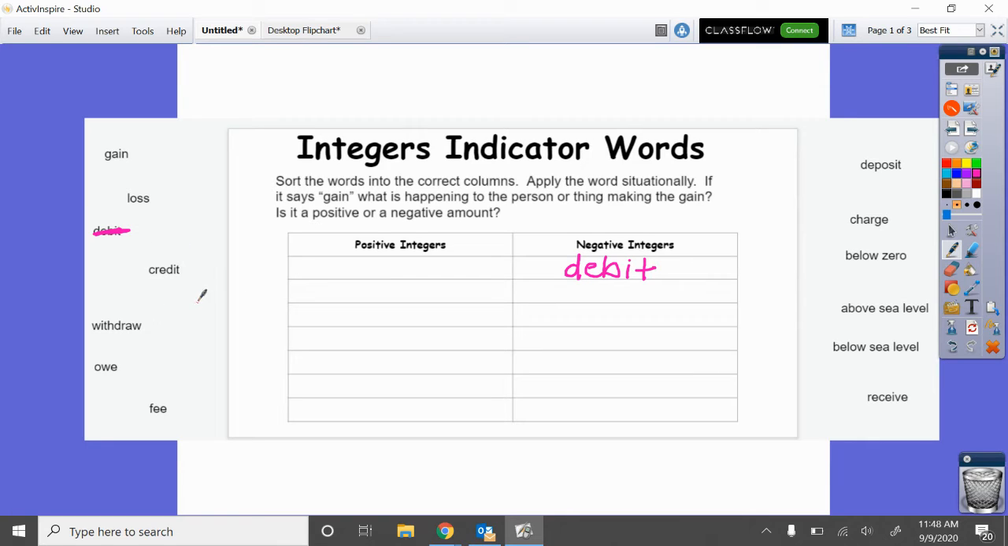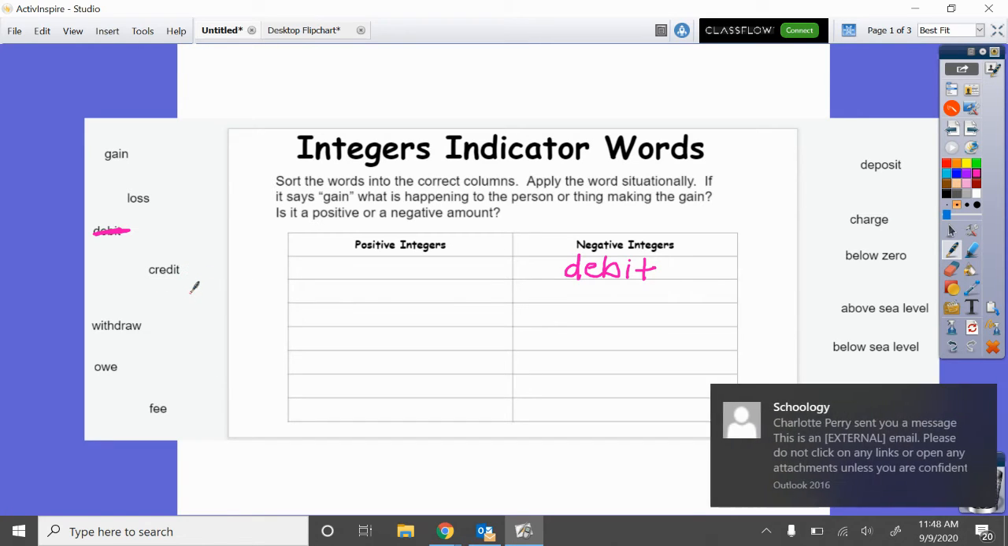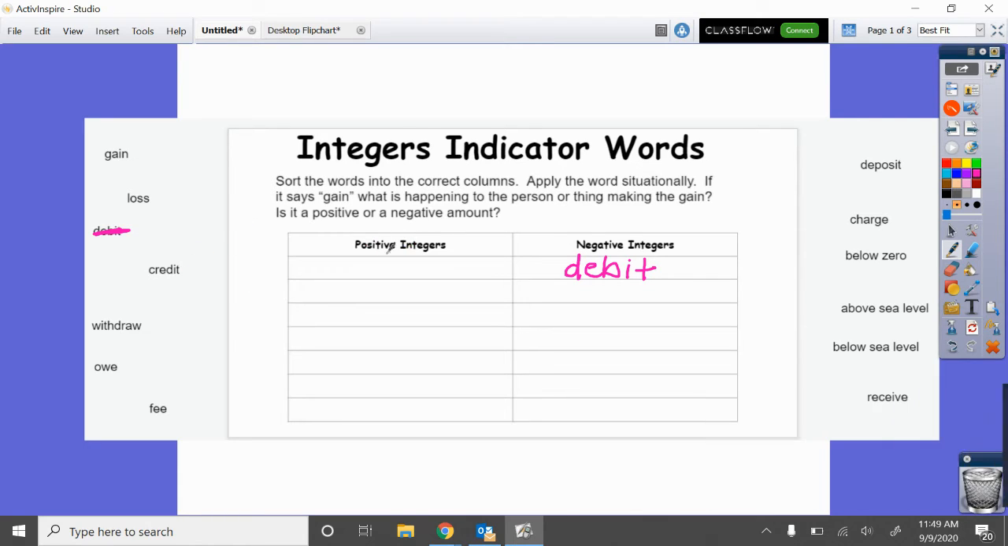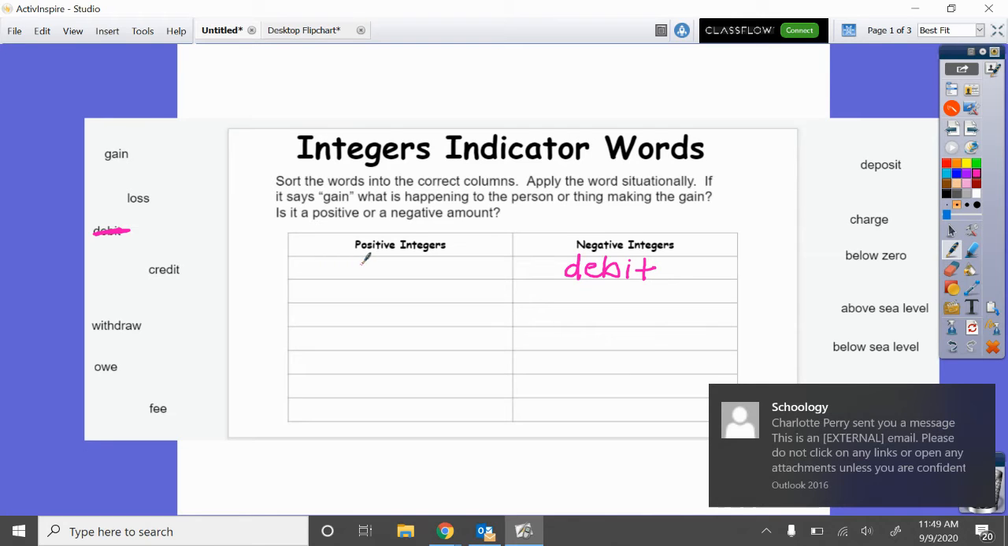Now, a credit is a little bit different. I'm not talking about a credit card. That would be a charge. I'm talking about a credit to your account. So let's say you go to the arcade and you get credits to play a game. That is going to be a positive amount. So I'm going to write credit over here on the positive side.